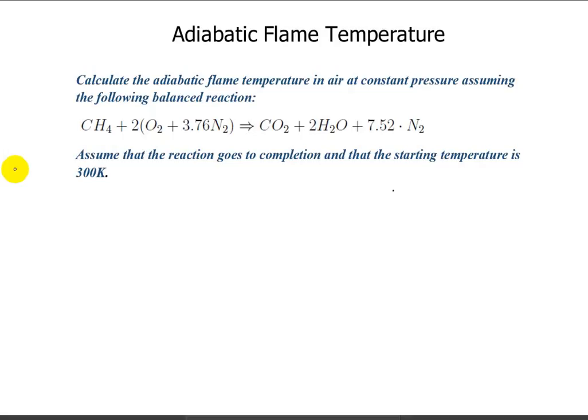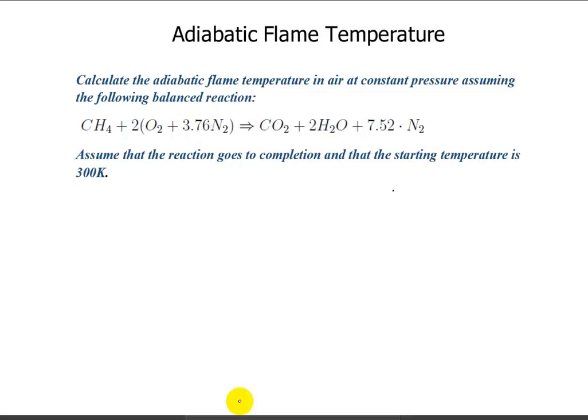So this equation says methane plus 2 moles of air, that's oxygen, and 3.76 nitrogen. You'll remember 3.76 comes from 79 over 21, and that's simply 79% nitrogen, 21% oxygen. So that goes to CO2, 2 waters, and that is 2 moles times 3.76 nitrogen, so 7.52 moles of nitrogen. Assume that the reaction goes to completion and that the starting temperature is 300 K.